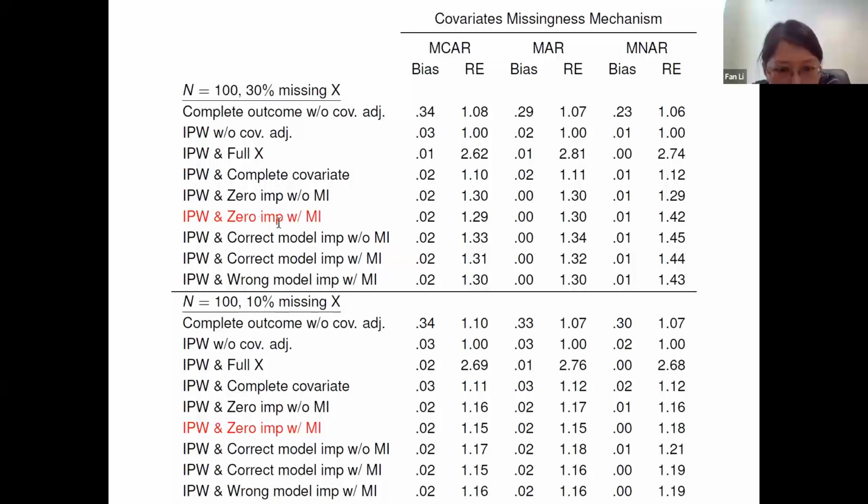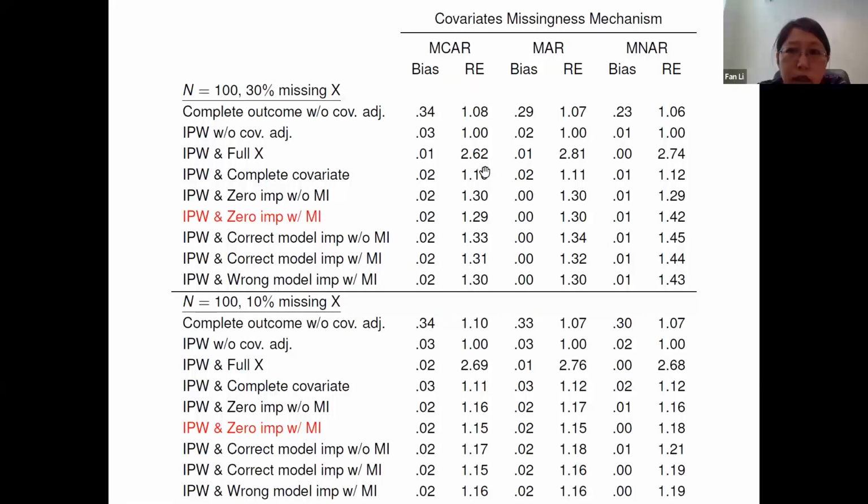The key point is that with missing indicator versus without missing indicator, you can see that the main efficiency gain happens here. Okay, and then you can see that comparing zero imputation to the correct model imputation, the difference is actually relatively small. Okay, so that's the point. When you have missing X, you don't need to get the X imputed correctly. Essentially, a zero imputation of covariates is enough. Okay, and you can see the result is very consistent across different missing data mechanisms for X.